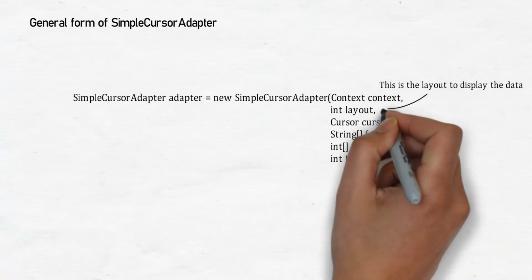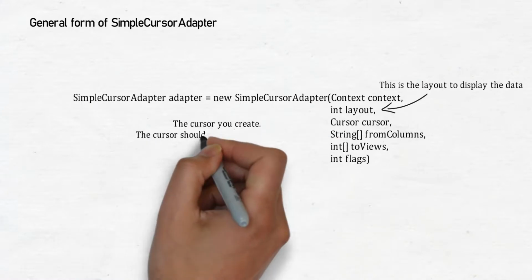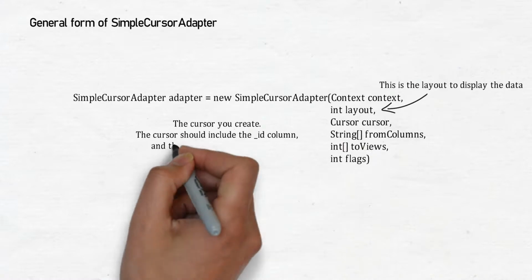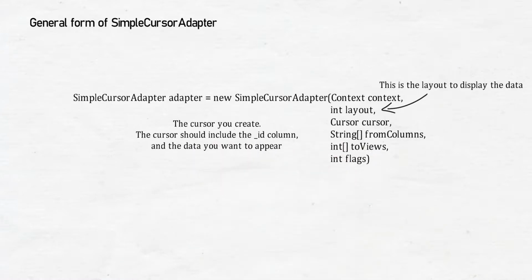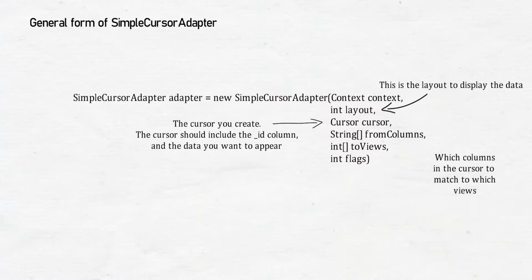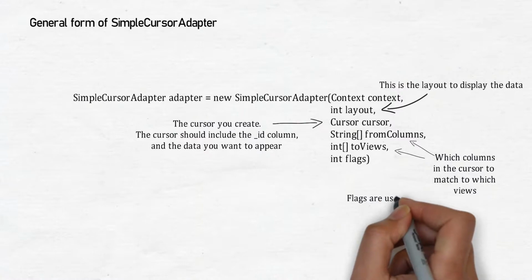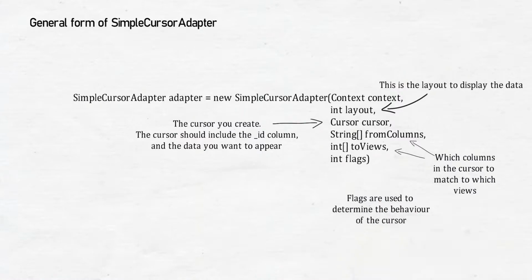This is the layout to display the data. The cursor you create, the cursor should include the _ID column and the data you want to appear. Which columns in the cursor to match to which views. And flags are used to determine the behavior of the cursor.